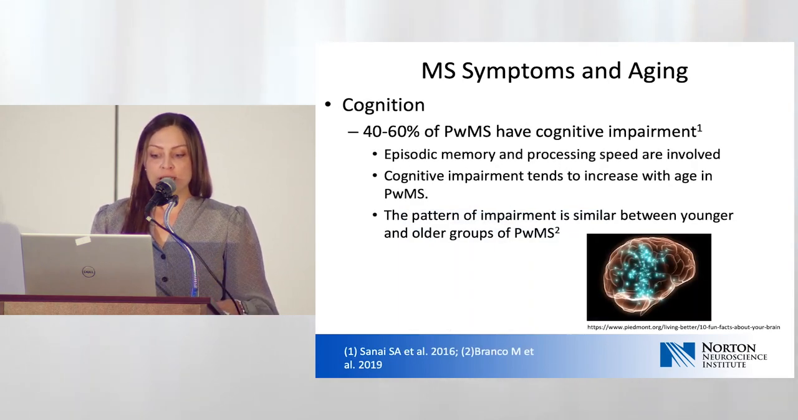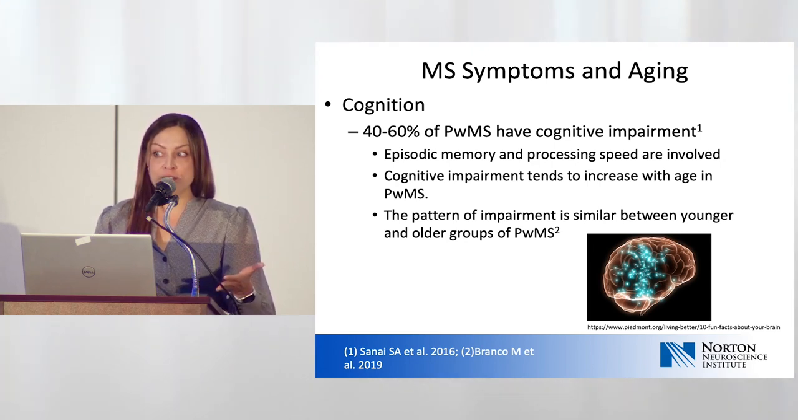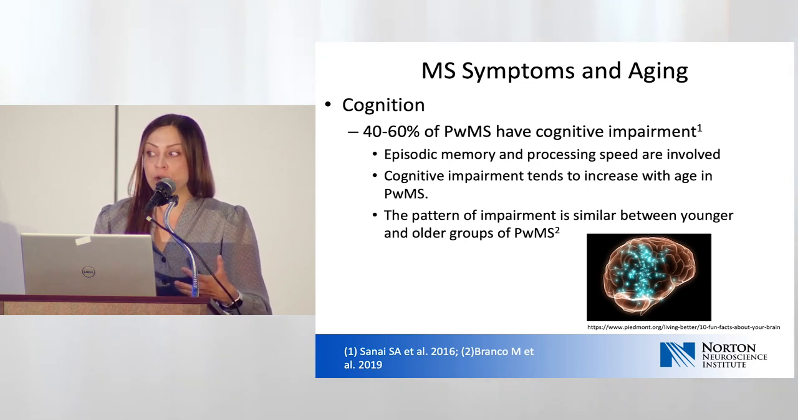What about cognition? So about 50% of people with MS have cognitive impairment, and it tends to look different than the cognitive impairment or memory problems that we see in things like Alzheimer's. All right, and the things that tend to be involved in multiple sclerosis are things like episodic memory and processing speed. Not surprisingly, cognitive impairment in MS tends to increase with age. And importantly, the patterns of impairment tend to be similar between younger and older groups of people with multiple sclerosis. So this suggests that it's from multiple sclerosis and that they don't have some other disease that's also contributing or also responsible.